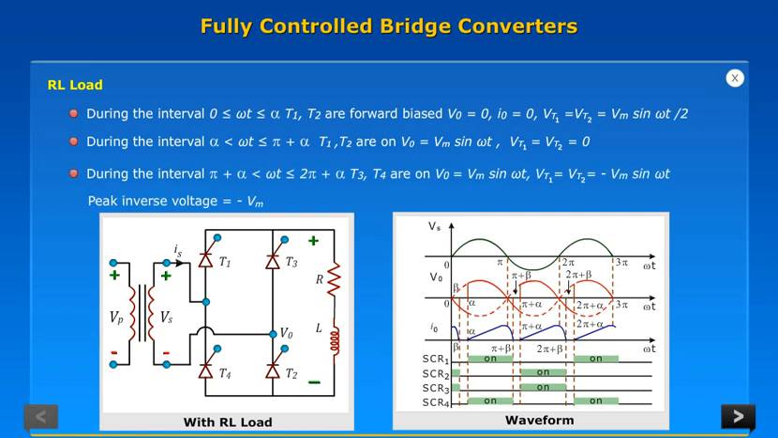During the interval π + α < ωt ≤ 2π + α, T3, T4 are on. V0 = Vm sin ωt. VT1 = VT2 = −Vm sin ωt. Peak inverse voltage = −Vm.